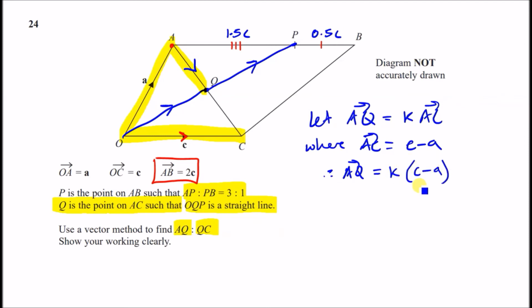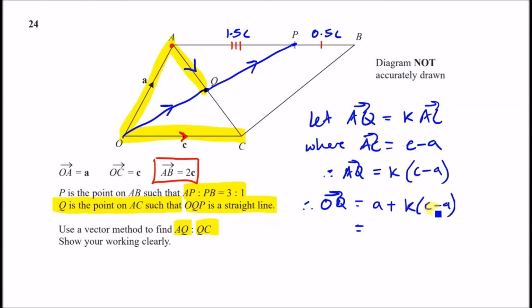Okay, now what is next? Well, we're trying to show that firstly we have a straight line here, right? And we're trying to find a ratio. Let's find O to Q now, yeah? Since we got enough information. So O to Q, how do you go from O to Q? Well, we can go up by A and then following that AQ route we found. So it's just A plus the AQ route, which is K times C minus A. Okay? And just tidying this up.